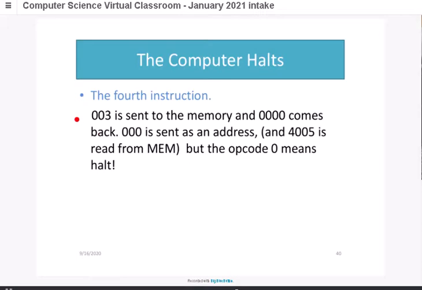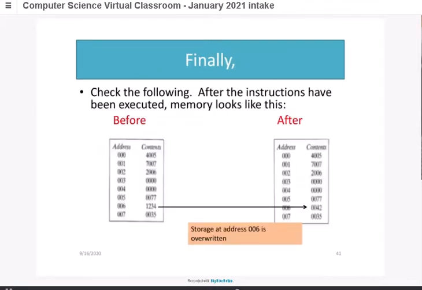Alright, okay, so the instruction at memory location 003 is sent to the memory. What comes back is 000. So have a look at all that. Originally, what I've done is, this is my starting table.